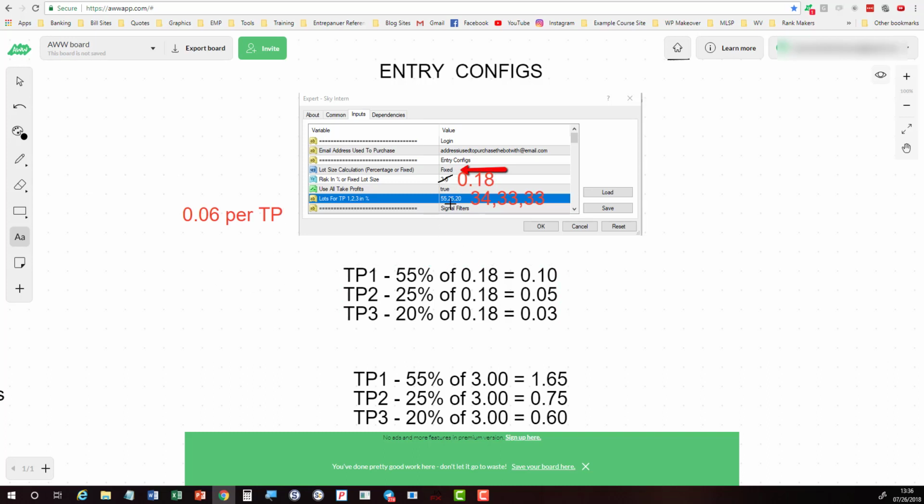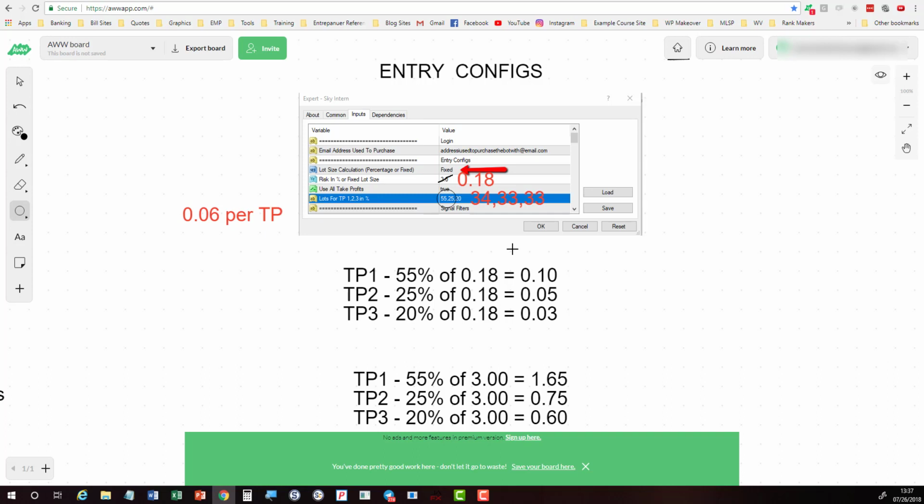Okay, well, what if only two orders come in? Well, what happens is that it's going to take your first 2 numbers right there and combine that percentage. So 80% of 0.18 is going to go towards the TP1 lot size. All right, so let's go ahead and say it's 0.14. And the rest of it is going to go on the second order, 0.04.